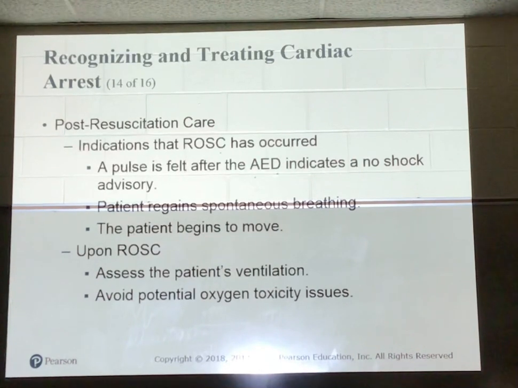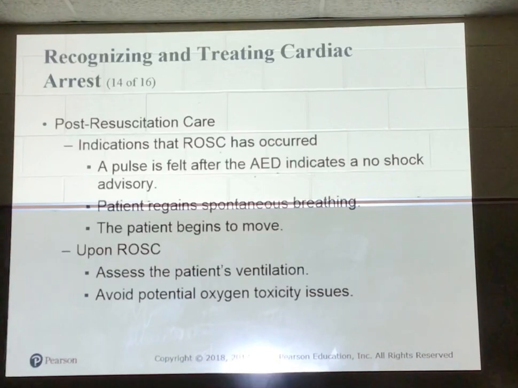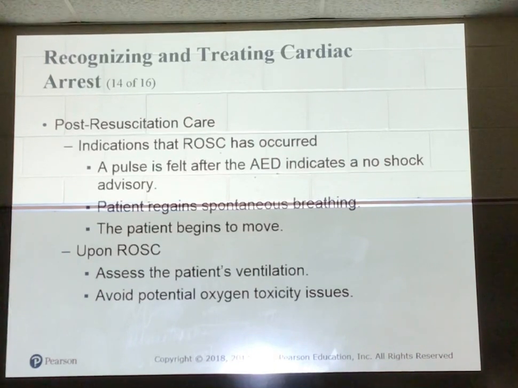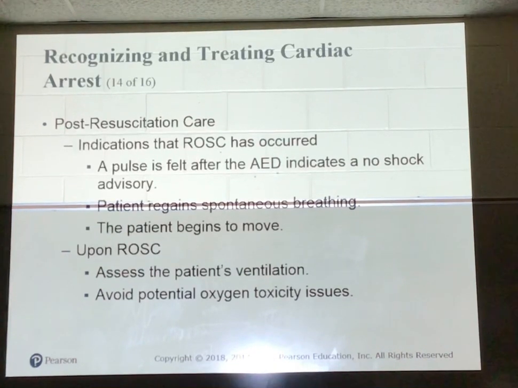The adult patient should be ventilated at a rate of 10 to 12 per minute, and the child or pediatric patient at 12 to 20. Excessive ventilation can reduce the cardiac output and cerebral perfusion if the patient has a lower blood pressure with ROSC.